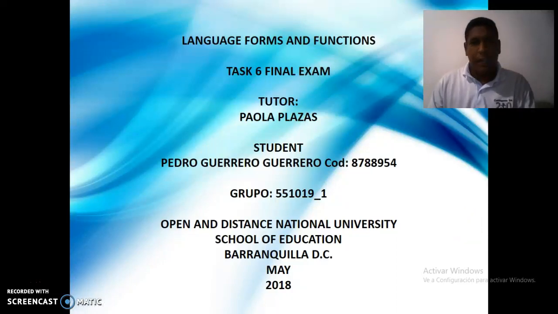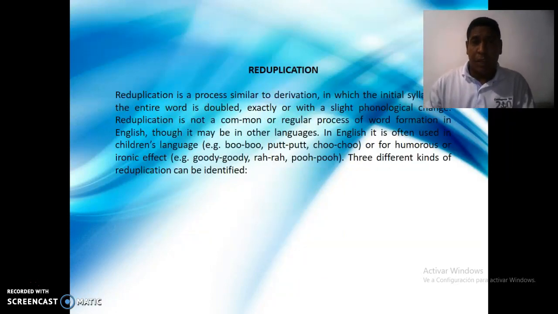I'm a student of Bachelor English as a Foreign Language, and today I want to explain my final exam, task 6 from my course Language Foreign Function. This topic is called reduplication.